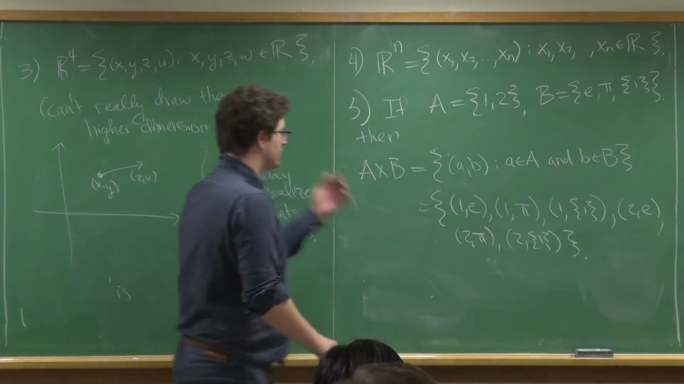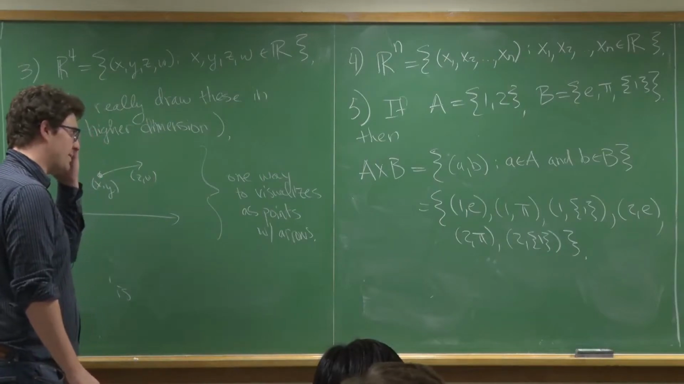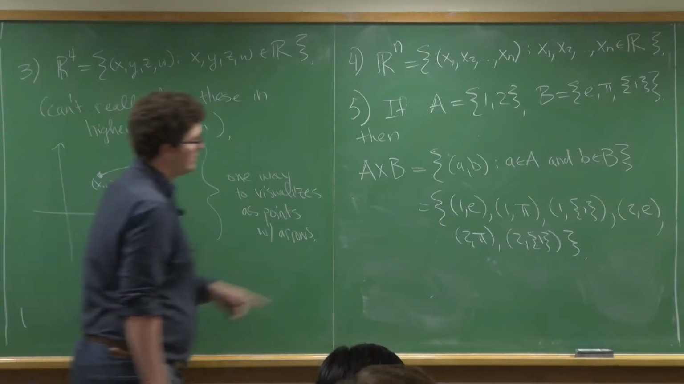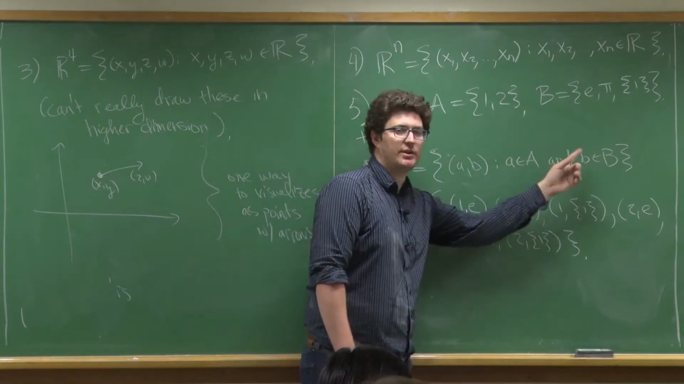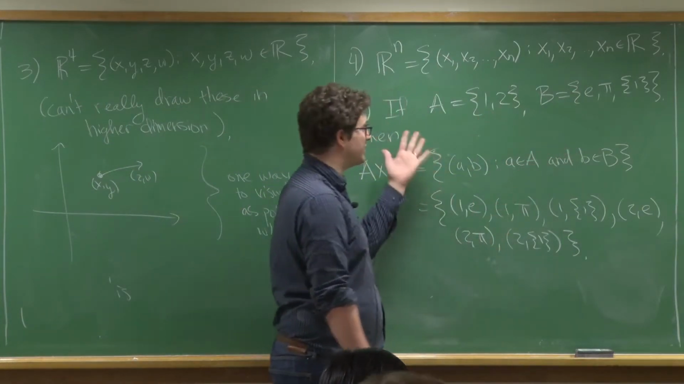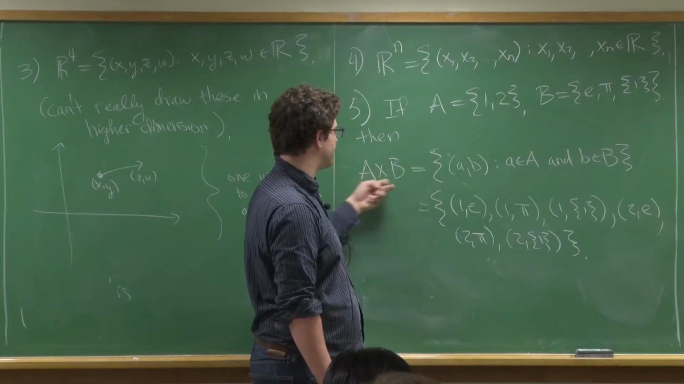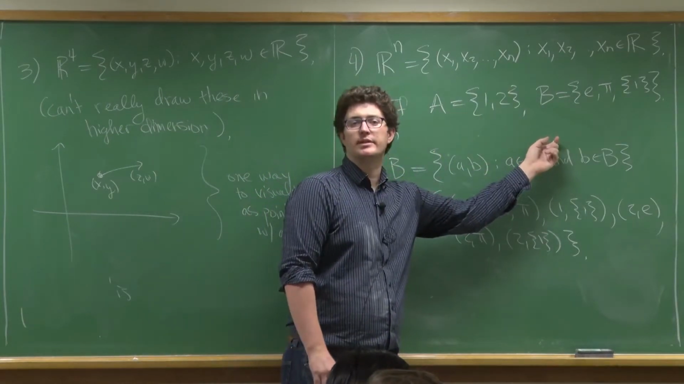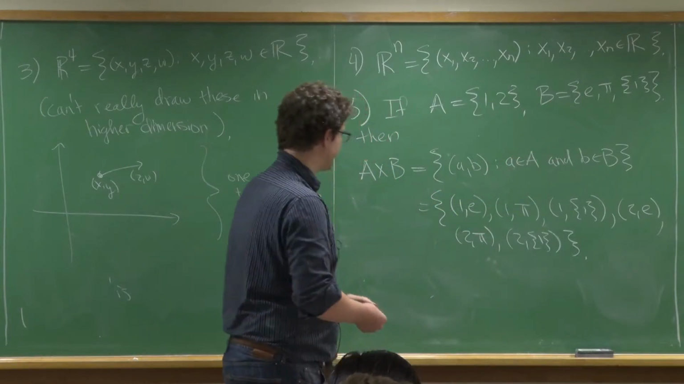You'll notice here, how many elements does this have? This has 6 elements, this has 2 elements, and this has 3 elements. So 2 times 3 is 6. The number of elements in this product is the number of elements in here times the number of elements here. So that's kind of a useful thing.